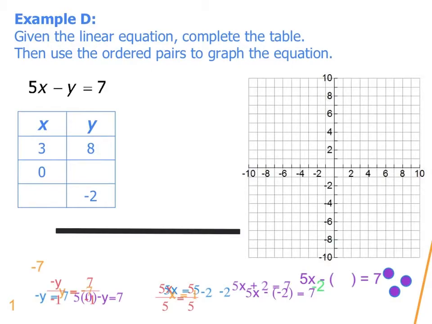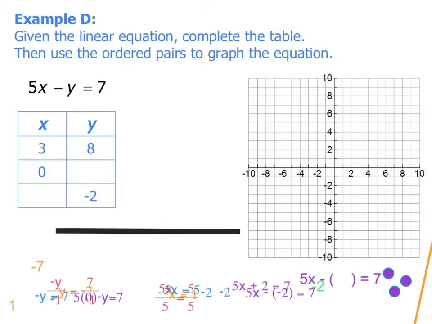Example D says, given the linear equation, complete the table, then use the ordered pairs to graph the equation. So again, they haven't isolated one of the variables for us. They put both variables on one side of the equation. Very frustrating. So 5x minus y equals 7. The good news is they've given us some points, so we don't really have to pick our own, so at least that takes the stress off of us.